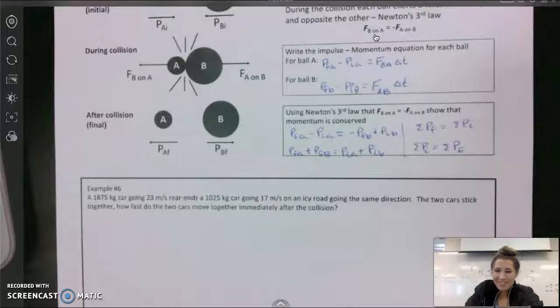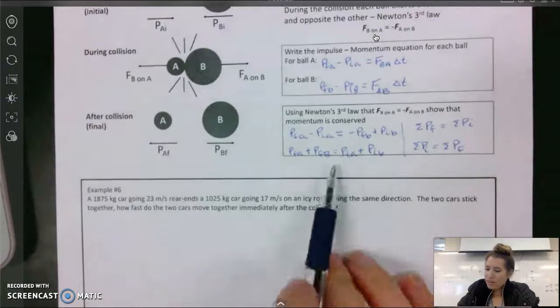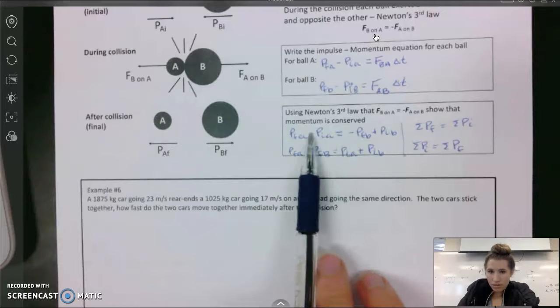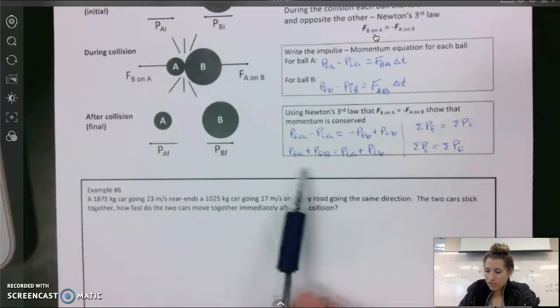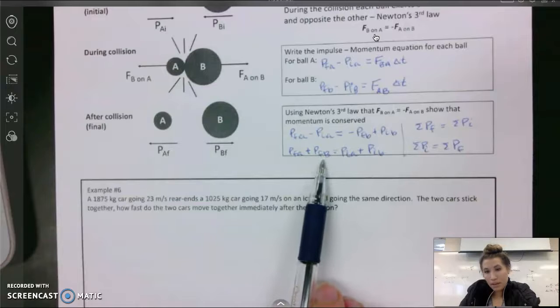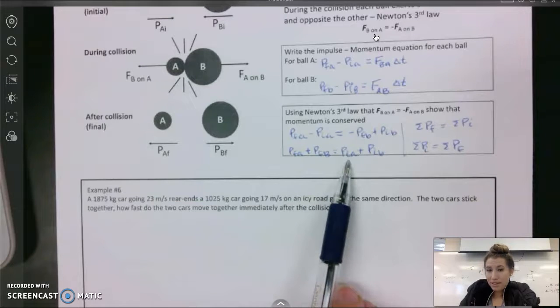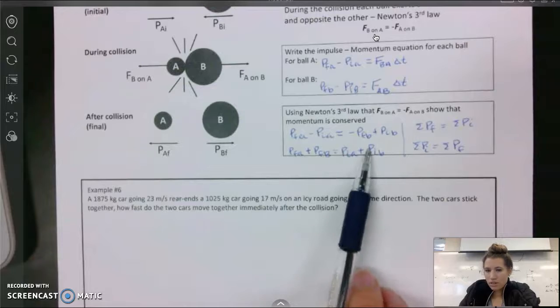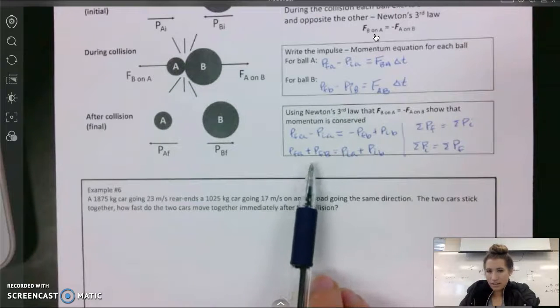Right, let's finish up that thought. So we were saying that we can add this one over and add that one over. And so then what we're left with is momentum final of A plus momentum final of B will equal momentum initial of A plus momentum initial of B. So we have all of our initials together and our finals together, and they're added.